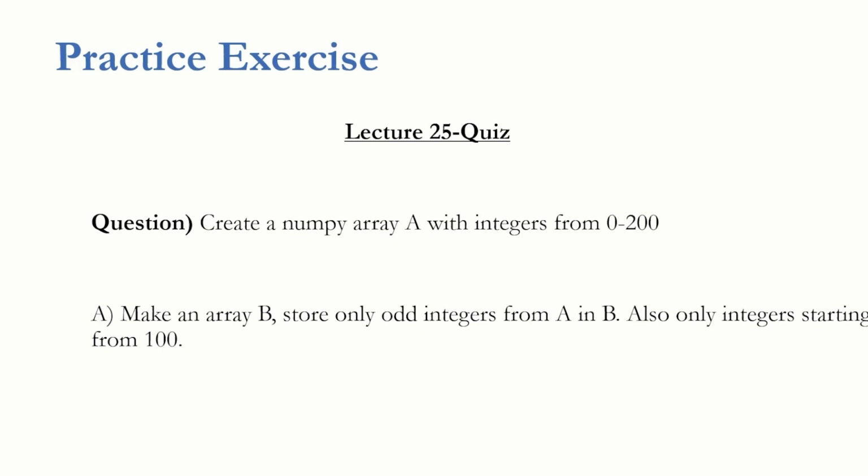So here's another quiz for you guys. We're learning NumPy, right? Create a NumPy array A with integers 0 to 100. We've done that. It's pretty simple, right? Make an array B. Store only odd integers from A in B. So you're supposed to only collect the odd numbers from A and store them in B. Also, only integers starting from 100. So if you have an array from 0 to 200 and you want to start from 100, B should contain all the odd integers from 100 to 200, right?